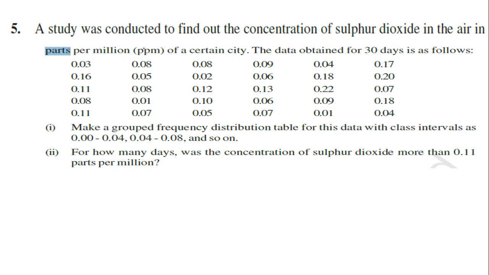If they cross that ppm, that is dangerous for health. So which we calculate in percentage, the pure measurement, okay, that is ppm, parts per million, of a certain city, and data obtained for 30 days.